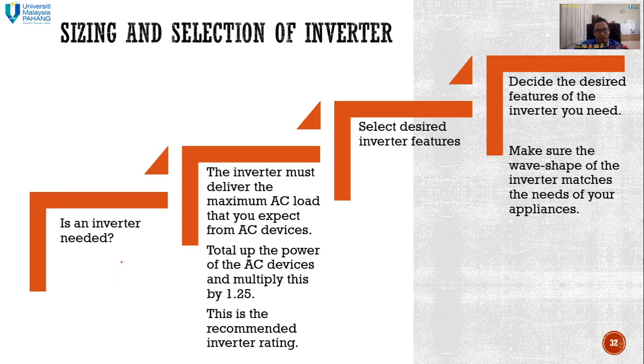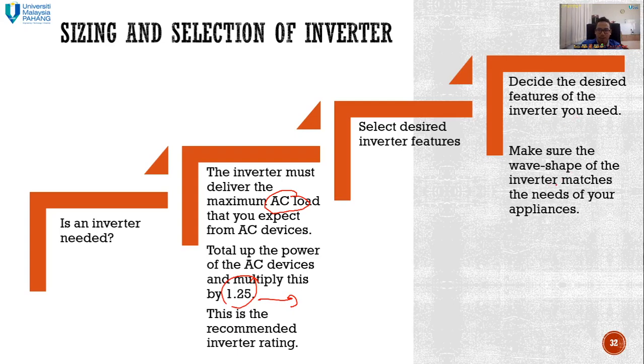So of course, if inverter is needed, if you want to deliver the AC load, that's why we need inverter. Same case with DC also, we need to multiply 1.25. Okay, total up AC current, you must multiply 1.25 as the margin. Then select desired inverter features. So decide desired features of the unit.